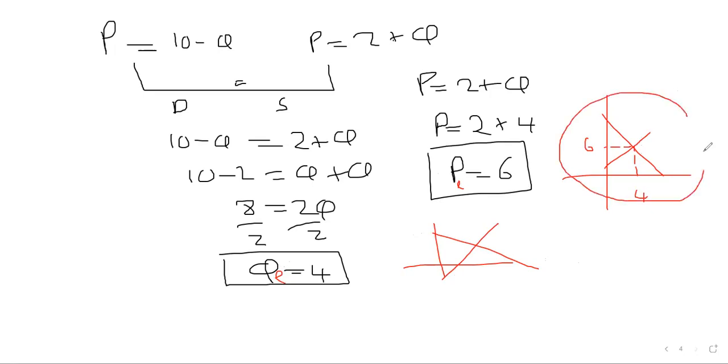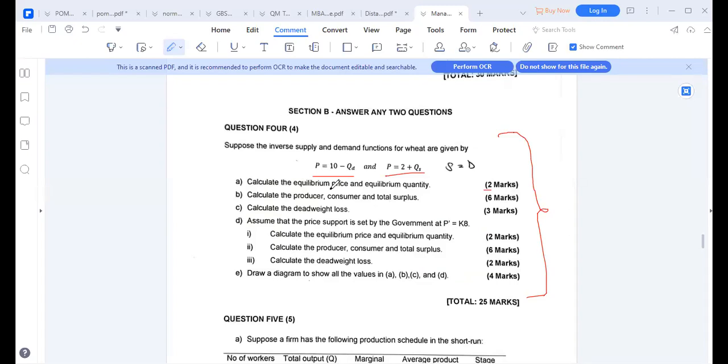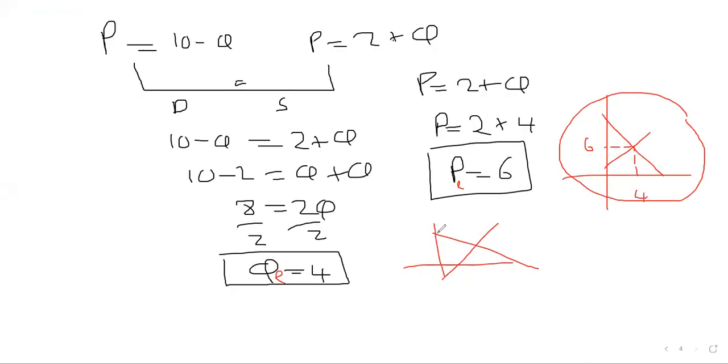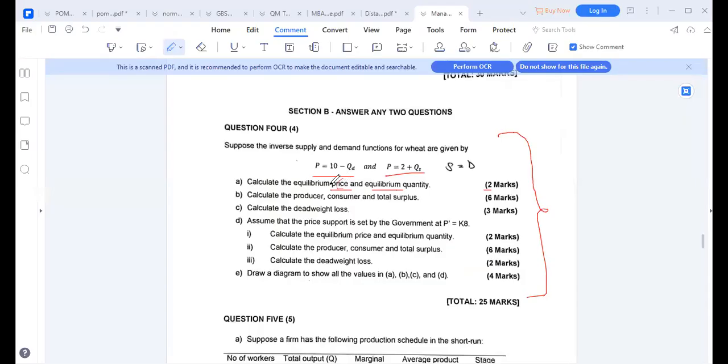So now we want to calculate the intercepts. So the first part has been answered. Now we have calculated 2 marks here: equilibrium price is 6, equilibrium quantity 4. So 6, 4. This is our 6, and this is our 4. Is it clear so far? Yes. All right.